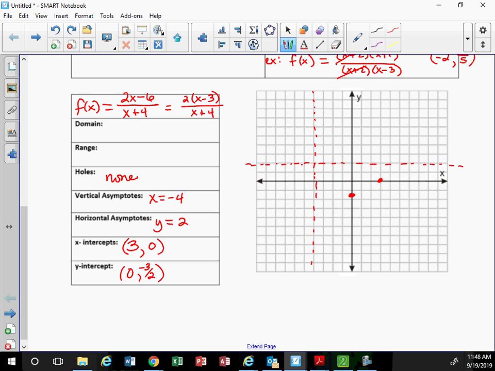Guys, I am not looking for perfection here. I am not looking for some gigantic table of values that you've plugged in. No, that's not what we want. I want you to understand that the asymptotes help guide the shape, and you're definitely going to have to hit your two intercepts here. So there's the right side of the graph.